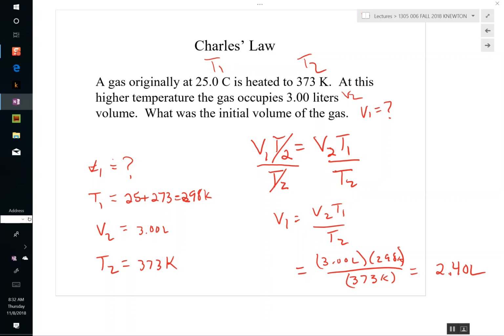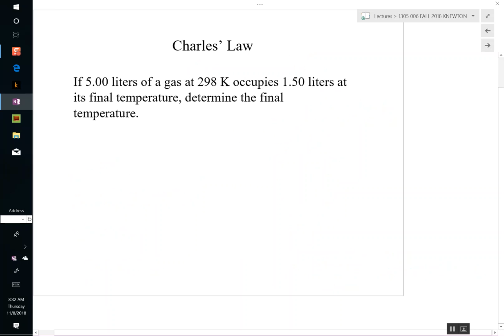All right, so this is fine. If you want to, in your chart, have Charles' law in this form or this form, whichever form helps you. We're not going to. Is it steaming yet? Ooh, that's hot.